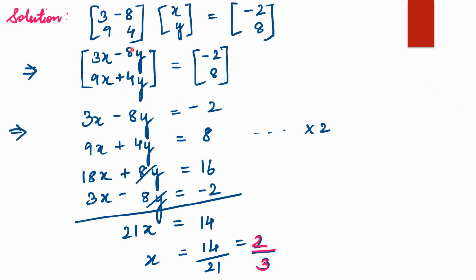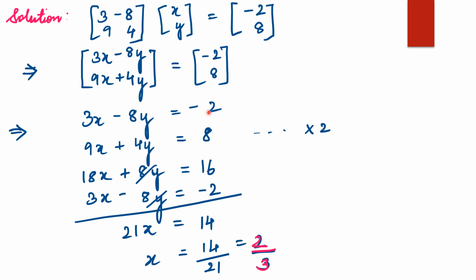Okay, now you will do the same thing. 2 into 2 into 2 into 1 matrix, so the resultant matrix is 2 into 1. So first we will multiply first row and first column, then second row and first column. So first row and first column we are getting 3x minus 8y, and second row and first column we are getting 9x plus 4y, equal to minus 2 and 8.